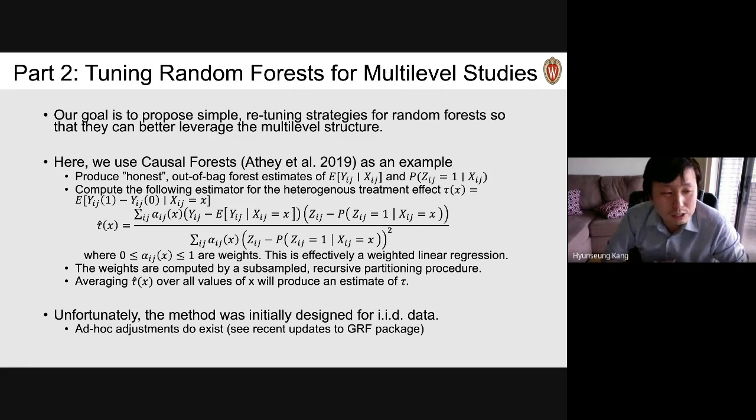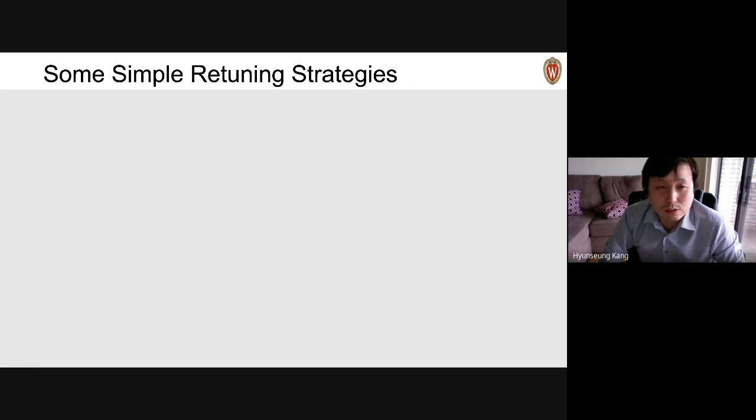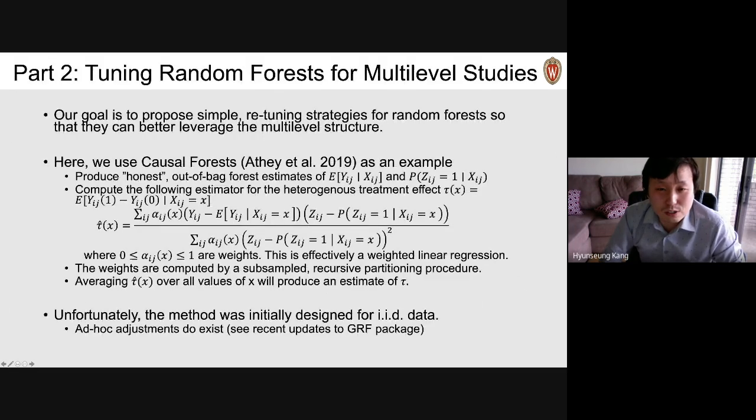Unfortunately, this method was initially developed for i.i.d. data. Since it's a publication and since there have been many updates to this, and because a lot of people deal with cluster data, there have been ad hoc adjustments made to this, some of which we actually recommended in the GRF package. And you can see the recent updates on GRF package on how they deal with cluster data. And so we wanted to figure out, is there a way to provide simple adjustments to this procedure so that it better leverages the multi-level structure?